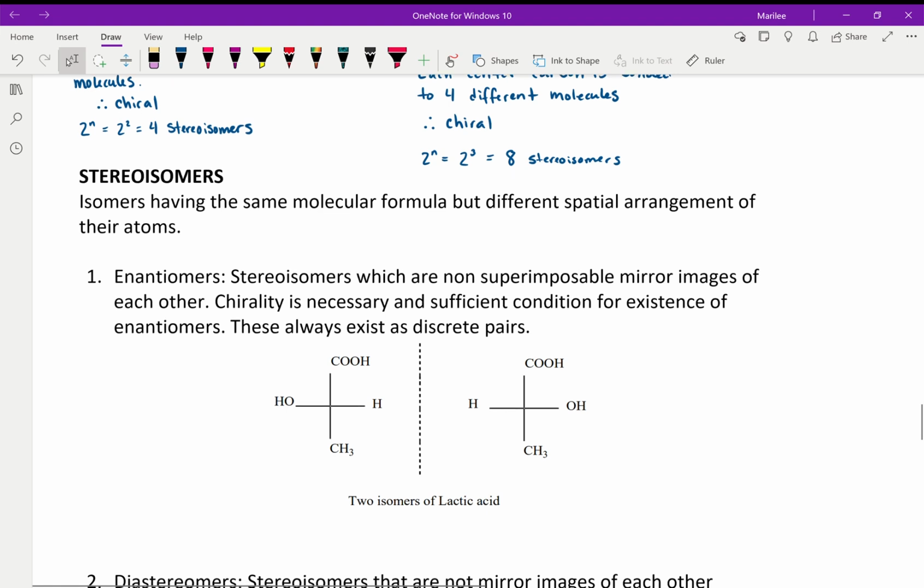So going over, stereoisomers have the same molecular formula but different arrangements of their atoms. I believe there's 4 kinds that I'm going to go over. We have our enantiomers, which are stereoisomers that are non-superimposable mirror images of each other. So chirality is obviously a necessary and sufficient condition for the existence of enantiomers. They always exist as discrete pairs. If we look at the dotted line, that's our mirror line. So we have our molecule on the left side, and then on the right side is the mirror image. If we take these and we superimpose them, they're not superimposable, right?